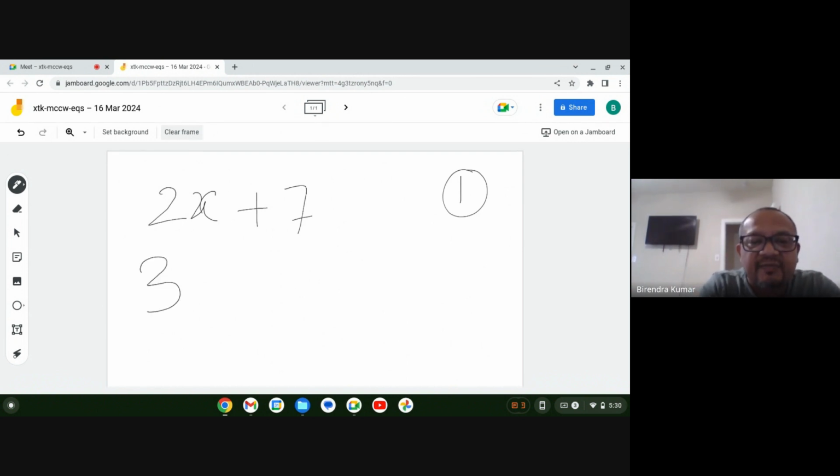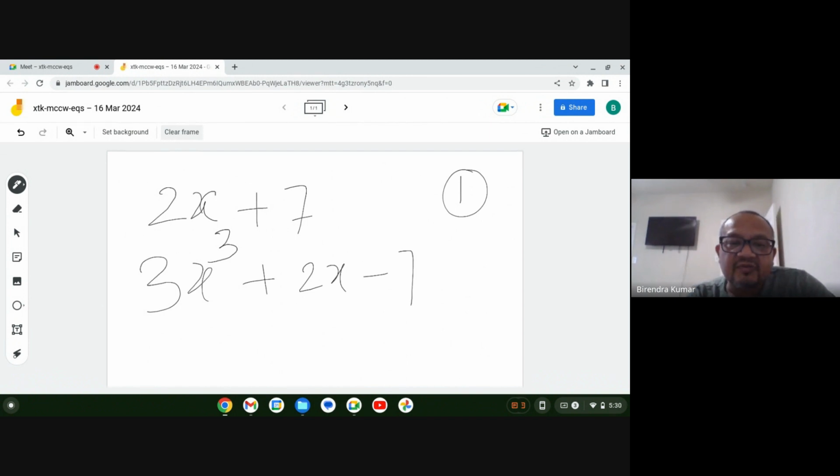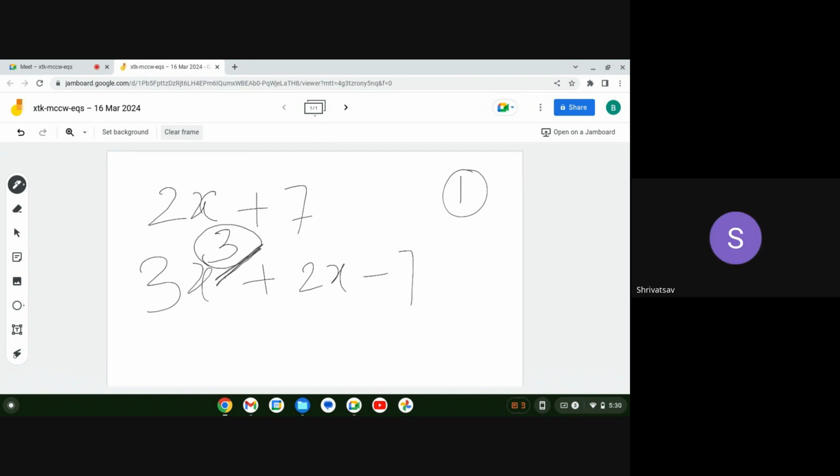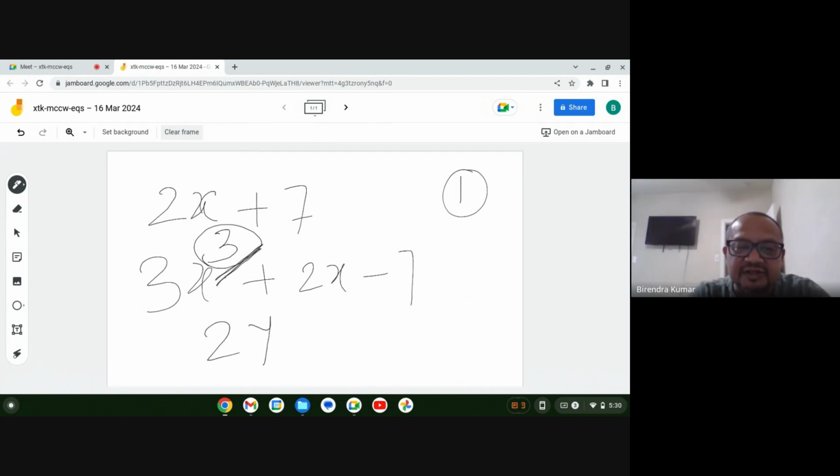If I have a polynomial expression like this, what will be the degree? It will be 3. You have to always look at the maximum exponent for the variable. So here it's a polynomial expression of degree 3. If you have a polynomial expression with variable y, what is the degree of this polynomial expression?